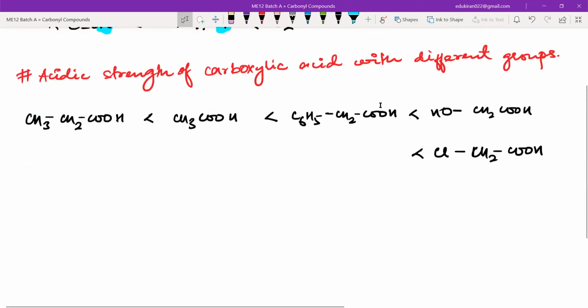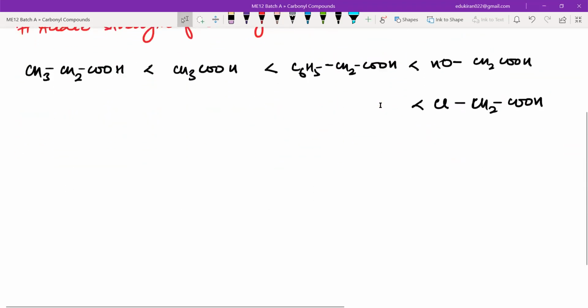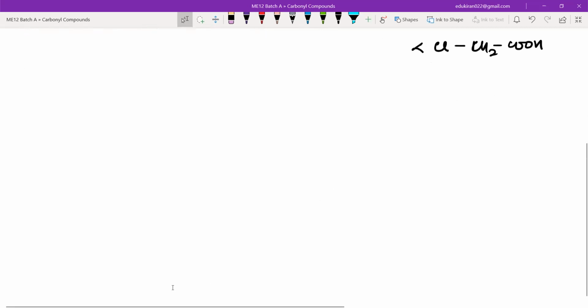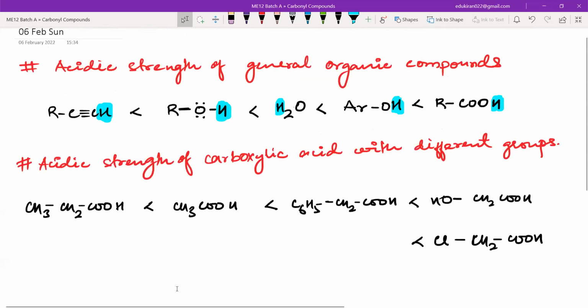Now moving on, let us write some reactions in which the acidic hydrogen gets used up. Sir, can you scroll it up? Yeah, sure. Okay, sir.